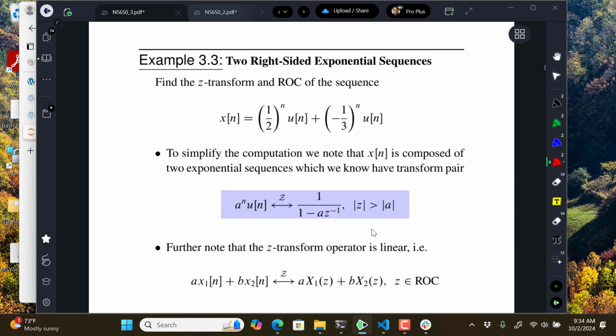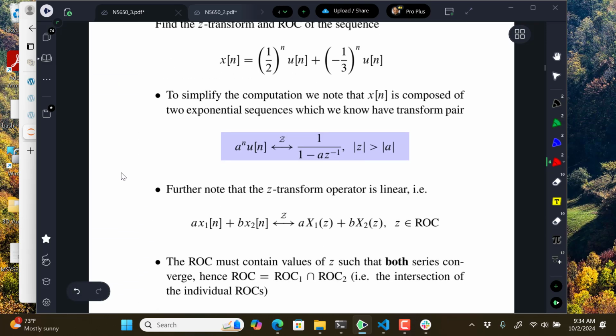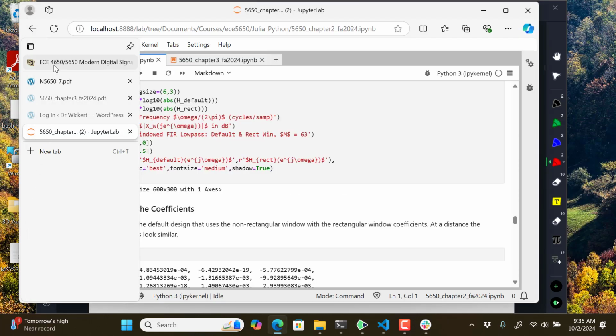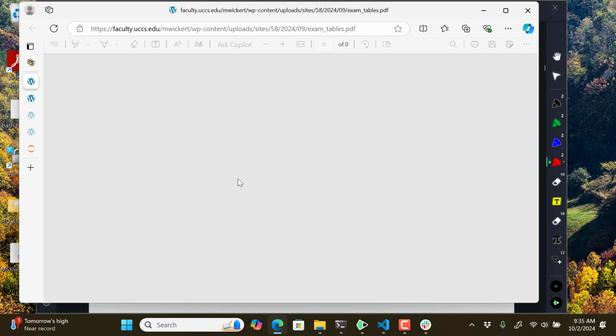Sometimes we have to be a detective and look at a situation and try to figure out what's really going on. So from what we've done so far, which isn't very much, we can put together a sum of two sequences and learn a little bit more about how that impacts the Z transform. So here we have just two right-sided sequences, and taking the Z transform here is just simply going to be relying upon this transform pair. And I think what I need to do is just go back and refresh my memory. I'm going to look at the exam tables here.